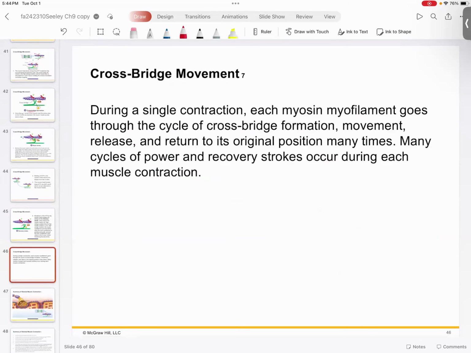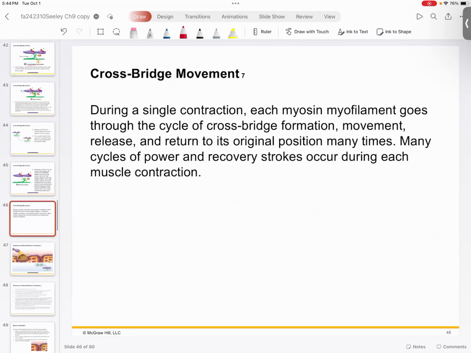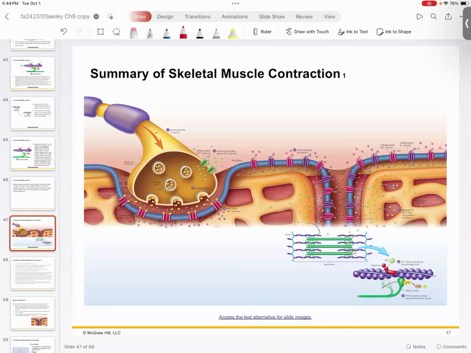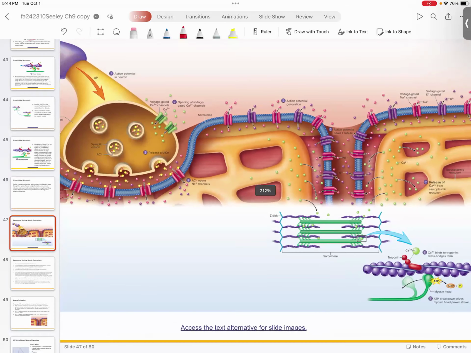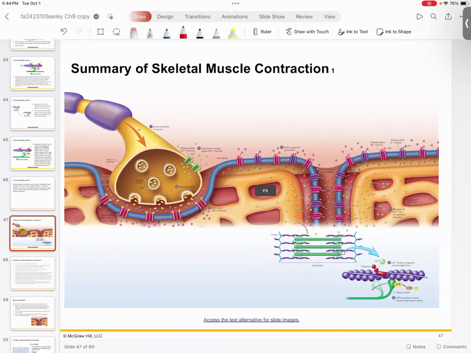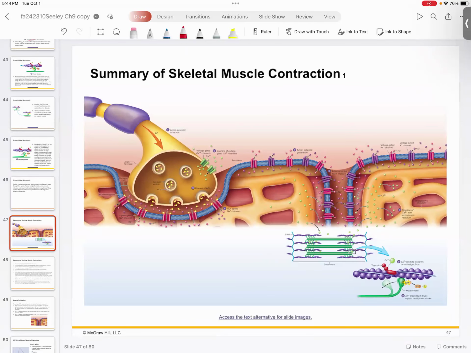So basically, when you have a single contraction, each filament will go through this cycle of cross bridge formation, and of course, its consequent release and so forth. And so you want to make sure you give that thing a chance to sort of do its recovery stroke, right? So this is kind of the piece that's happening down here. So this is kind of like a recapitulation of what we saw before, only now what we've done is we've tossed in the neuromuscular junction.